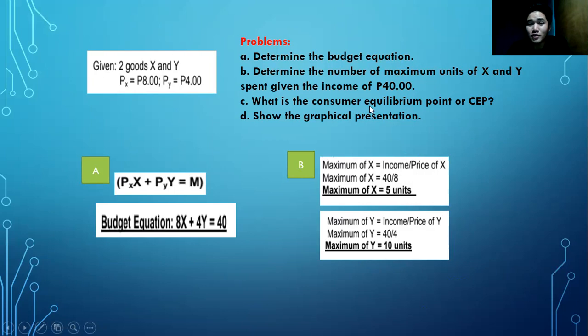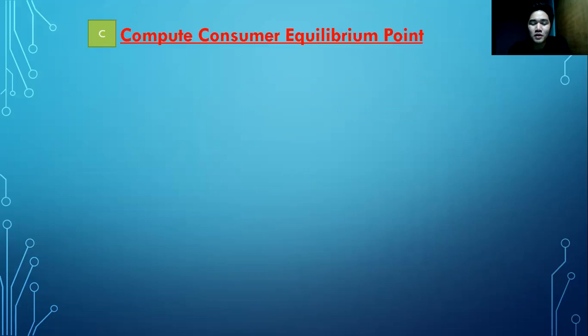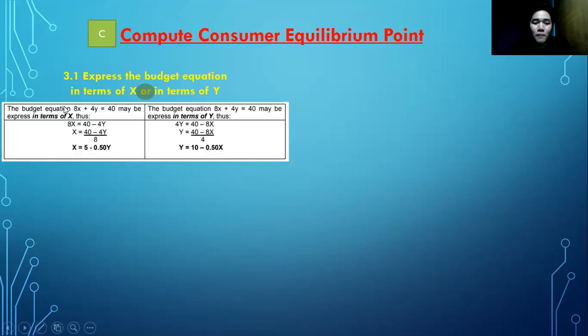Ito na yung compute natin, the consumer equilibrium point or the CEP. Medyo mahaba to. Okay, may 5 siyang sub-process kung saan first, express the budget equation in terms of X or in terms of Y. So, pwede ka na lang mamili ng gagamitin mo, is it kay X or si Y? But for the sake of discussion, compute natin parehas. Okay? So, ang budget equation natin is 8x plus 4y is equal to 40.